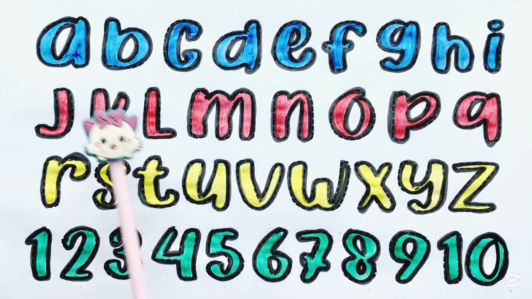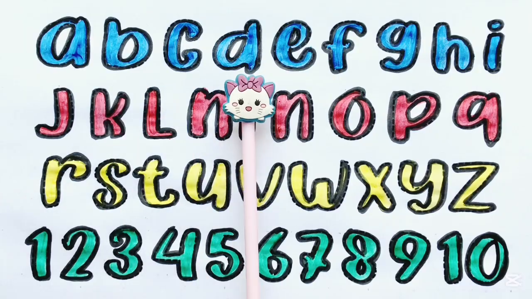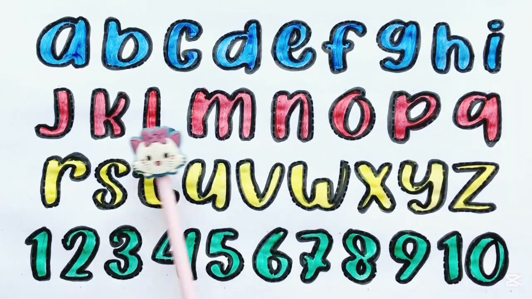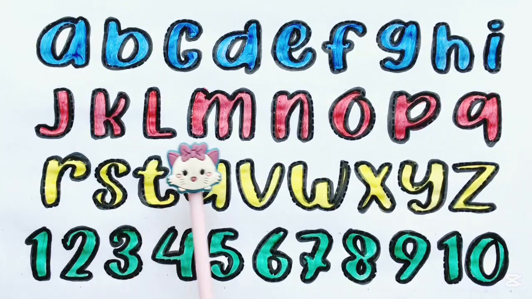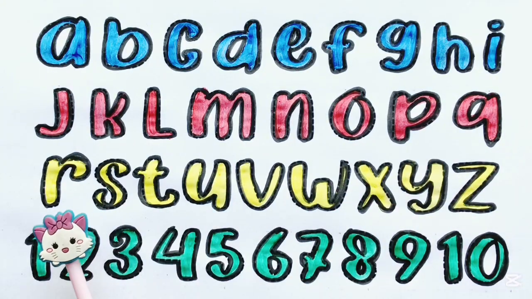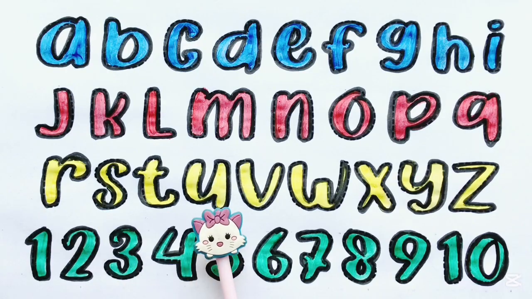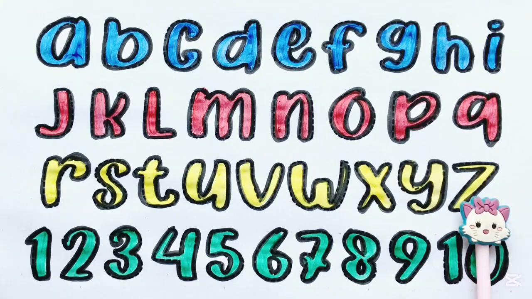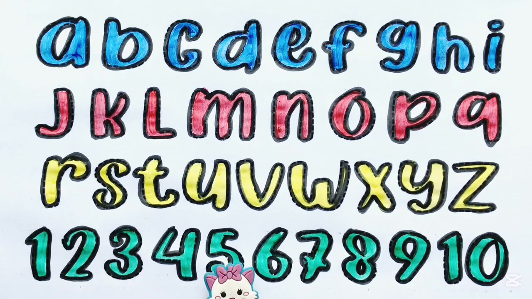Let's repeat and learn. Lowercase letter A, B, C, D, E, F, G, H, I, J, K, L, M, N, O, P, Q, R, S, T, U, V, W, X, Y, and Z. Number 1, 2, 3, 4, 5, 6, 7, 8, 9, and 10.